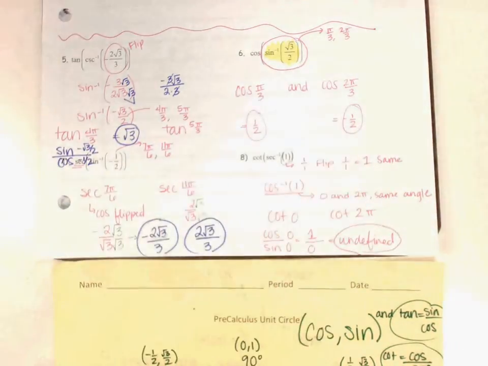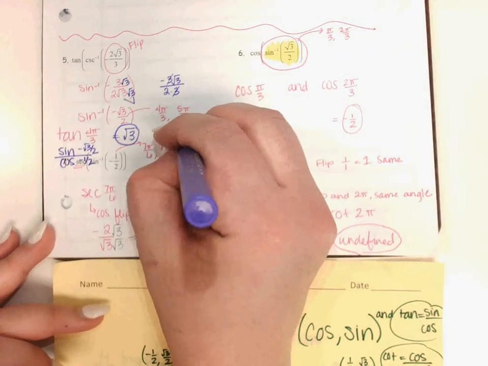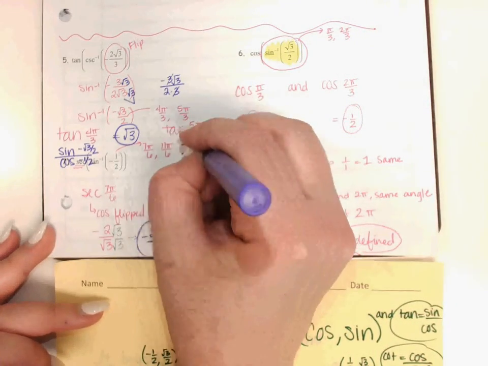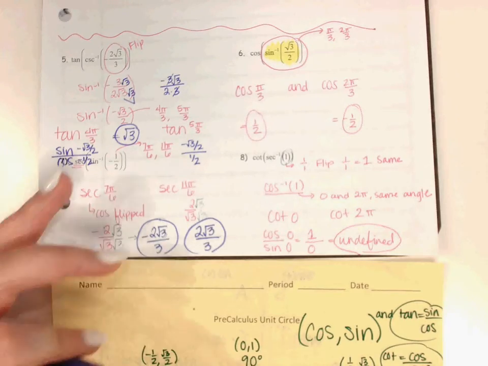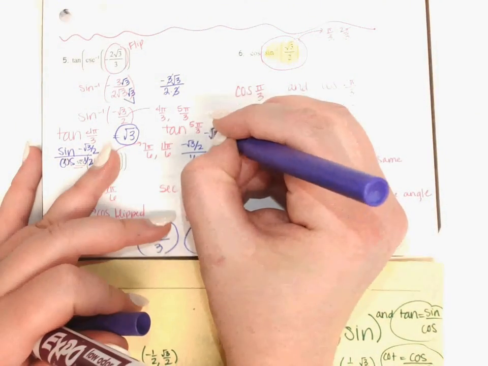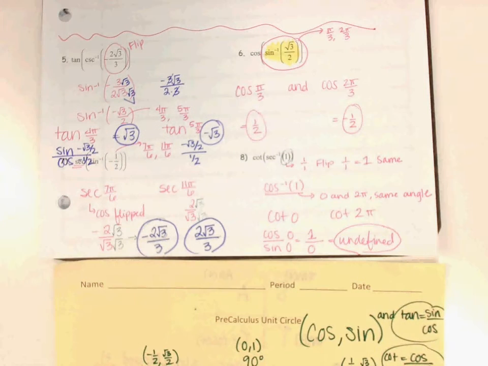Now, quick question. What's the only thing that's going to change when I go from 4 pi thirds to 5 pi thirds? My y is still going to be negative root 3 over 2. What's my x going to be? Positive 1/2. And if I divide those out, I'm going to get the same number. The only thing that's going to be different is the negatives won't cancel anymore. So for this one, it's a positive root 3. For that one, it's a negative root 3. Does that make sense?